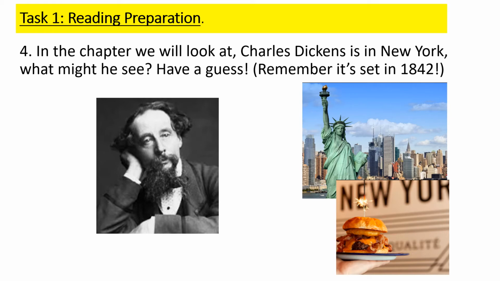And it says, in this chapter, we'll look at Charles Dickens in New York. What might he see? Well, you might have said the Statue of Liberty, and I wouldn't blame you. But the Statue of Liberty wasn't actually constructed in 1842, so he couldn't have seen that. Central Park, the big park in New York, wasn't there either. But there's nothing wrong if you've said these things, and actually in a later activity today, you could use those monuments when you do a bit of creative writing.